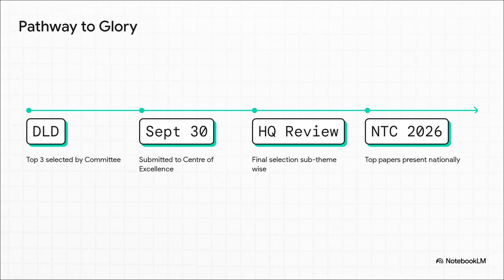Now, if your paper tops that rubric, here's your pathway to glory. The committee will pick the top 3 papers from your district ELD. Those get sent straight to the Center of Excellence by September 30th, 2026. Then, the CBSE HQ training unit and an expert committee review the best papers in each subtheme. And the ultimate prize? The absolute best papers will be selected for presentation at the National Teachers Conference in 2026. The number one paper in each subtheme presents live on stage, and the runners-up secure poster presentations.